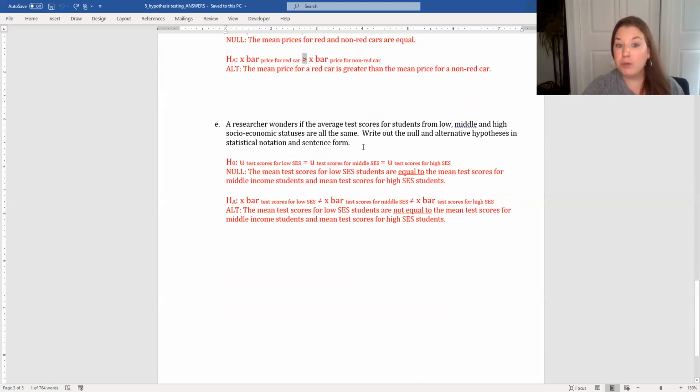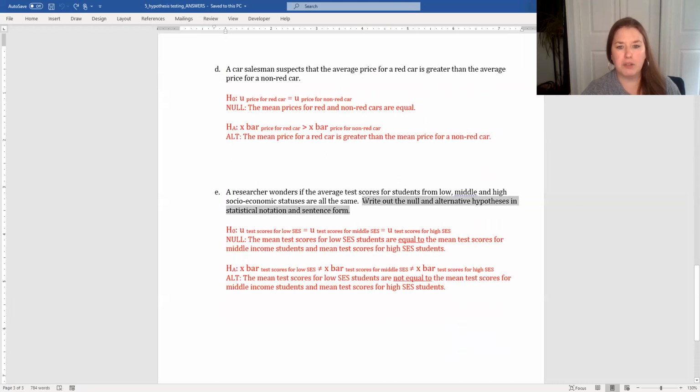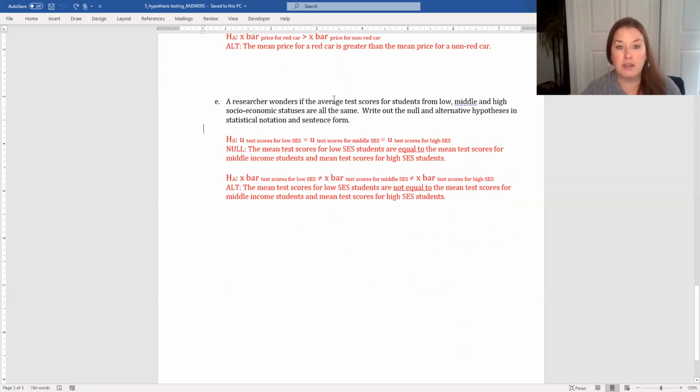This is the fun bonus one because now we have multiple categories. Our independent variable breaks down into 3 categories instead of just 2. So this one is the researcher is wondering if average test scores for students from low, middle, and high socioeconomic statuses are all the same. And I don't know why I have a repeat here, sorry about that. It's unnecessary additional directions here.